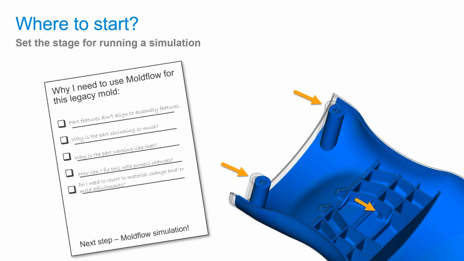So after identifying that there is an issue that needs addressed, how do you even start investigating it within Moldflow? The first step before doing anything within the software is actually to understand what you want to get from Moldflow.